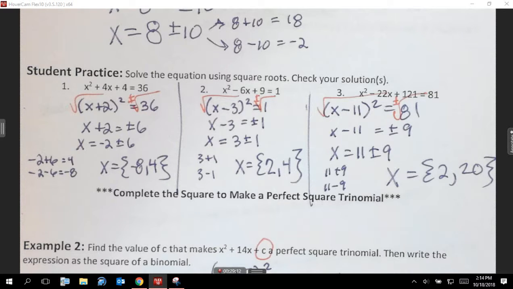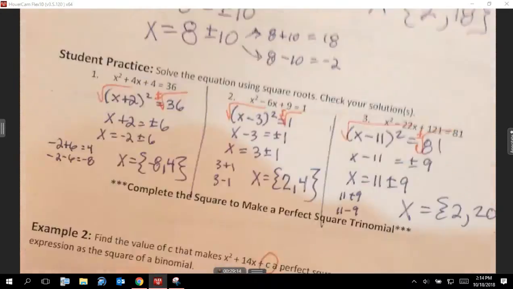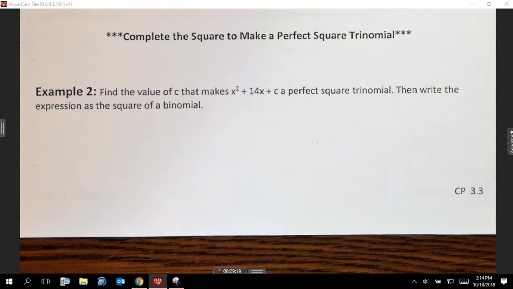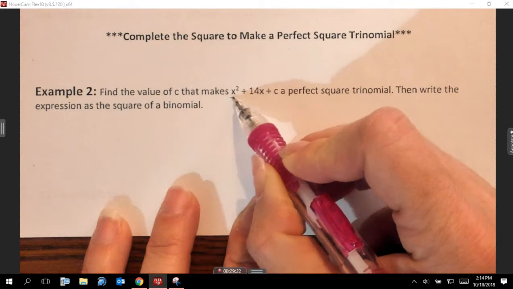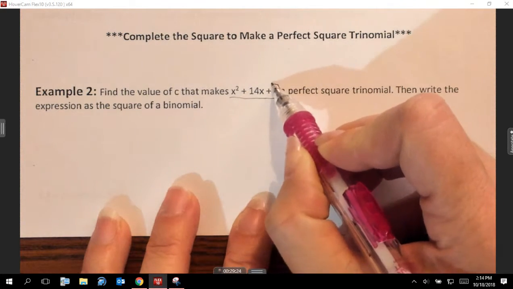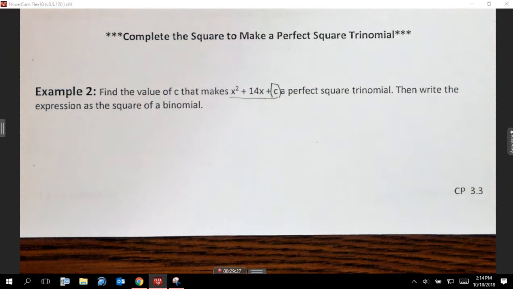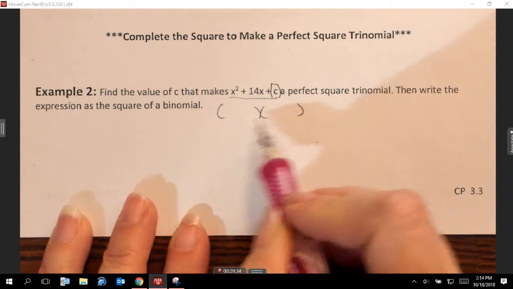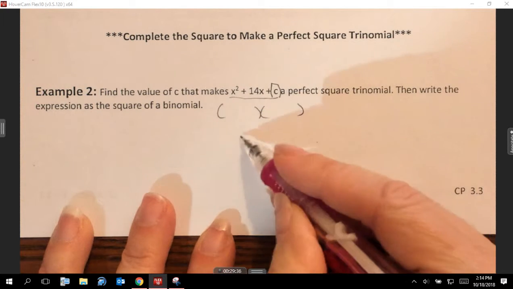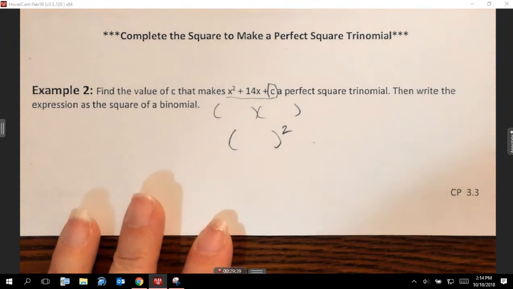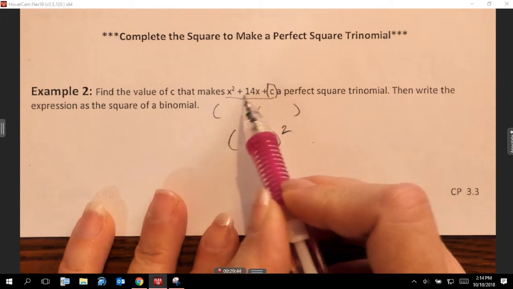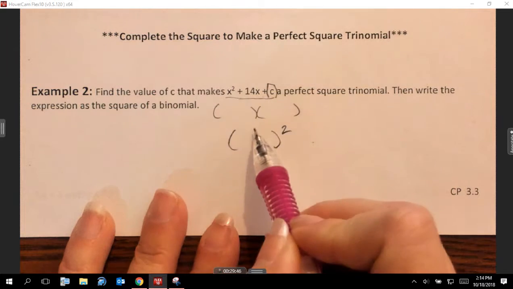Okay. I'm going to go on to example 2. Example 2 says, find the value of c that makes x squared plus 14x plus c a perfect square trinomial. So that means when I factor this, I'll have 2 of the exact same factors, which means I'll take it a step further and have something squared. We can start thinking through this. What signs will they be if I have 2 pluses? Okay, I know that.